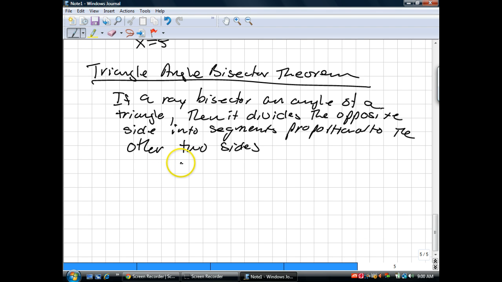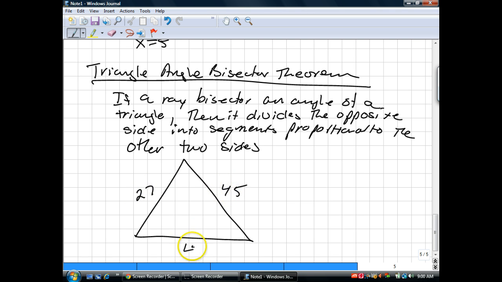So, for example, let's say I have this triangle, and this side is 27, this side is 45, and this side is 40. And then I have an angle bisector that makes this x, and so this would be 40 minus x. So this theorem says that x is to 40 minus x as 27 is to 45.